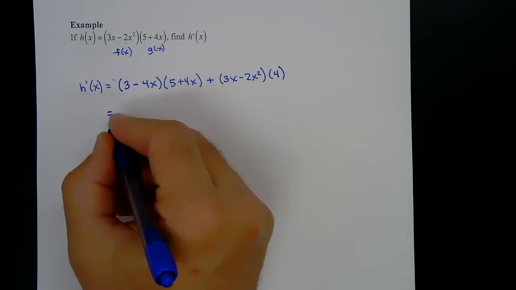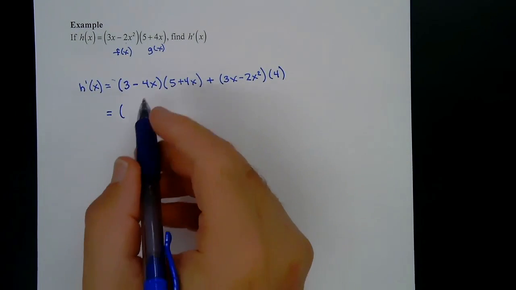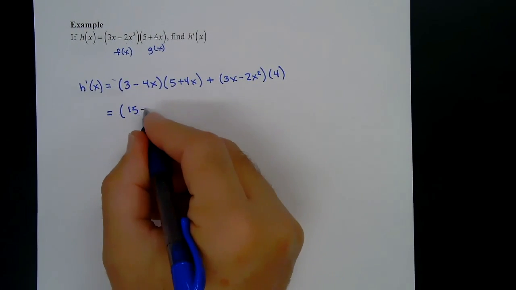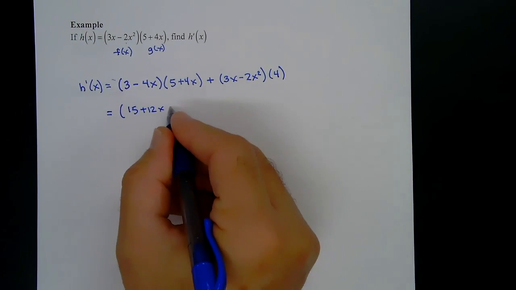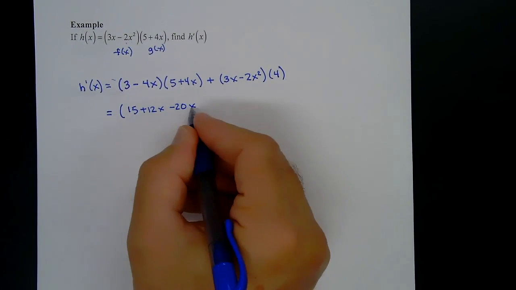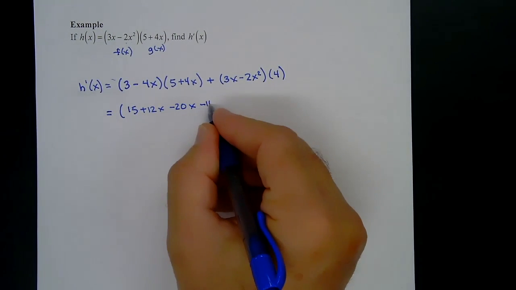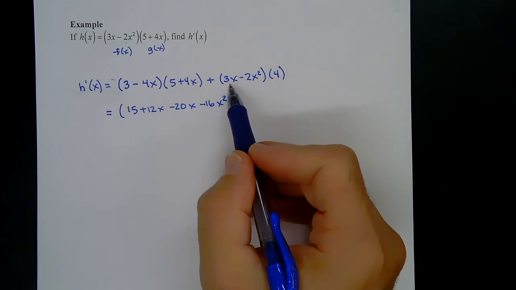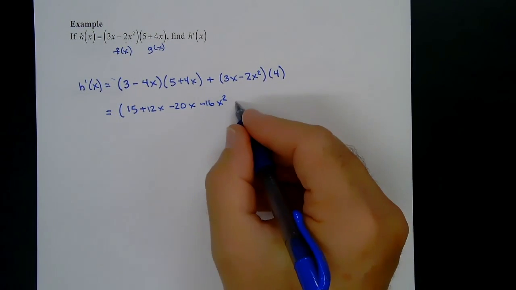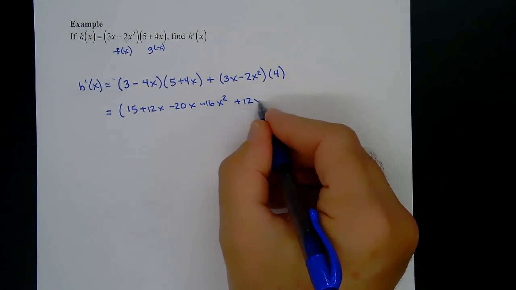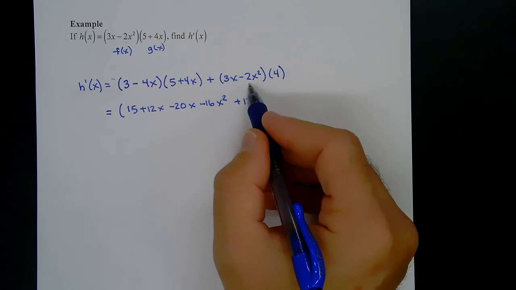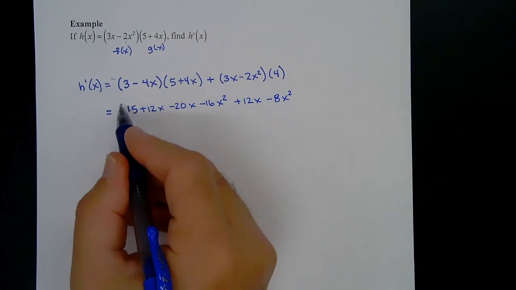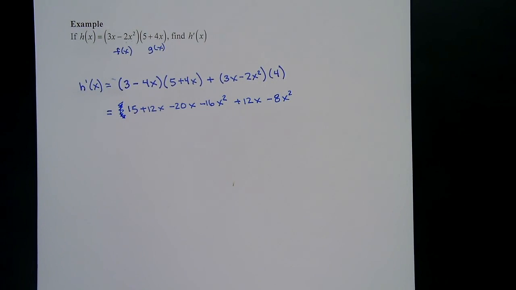Okay, so h prime of x, if we multiply this out, this would give us 15 plus 12x minus 20x minus 16x squared. And then we could distribute the 4 here, and that makes 12x, so plus 12x. And then minus 8x squared. And really, I didn't need this parenthesis. I was going to use it, and then I wound up not.